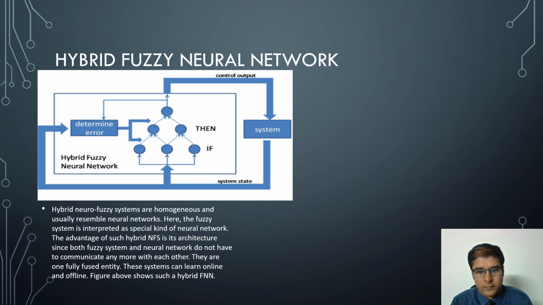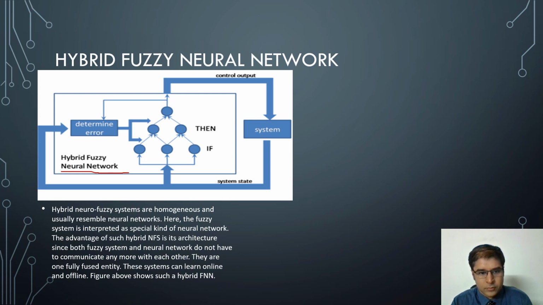Hybrid fuzzy neural network. Hybrid neurofuzzy systems are homogeneous and usually resemble neural networks. Here, the fuzzy system is interpreted as a special kind of neural network. The advantage of such hybrid NFS is its architecture. Since both the fuzzy system and the neural network do not have to communicate anymore with each other, they are one fully fused entity. These systems can learn offline and online. The figure above shows such a hybrid fuzzy neural network. So this is a hybrid fuzzy neural network.